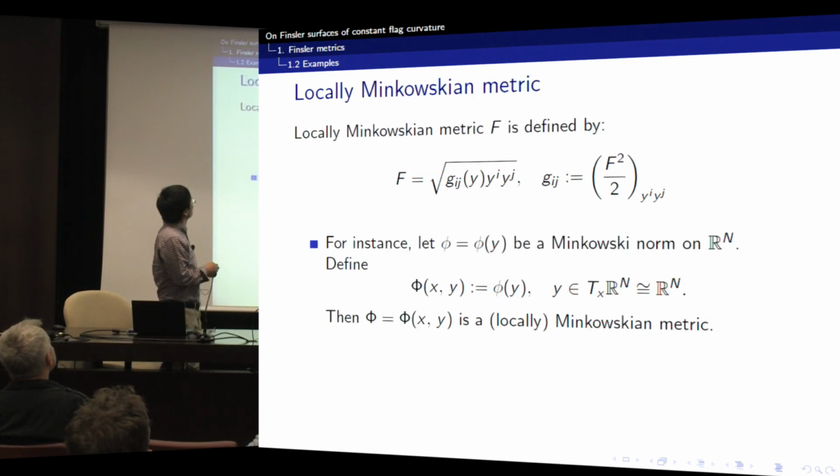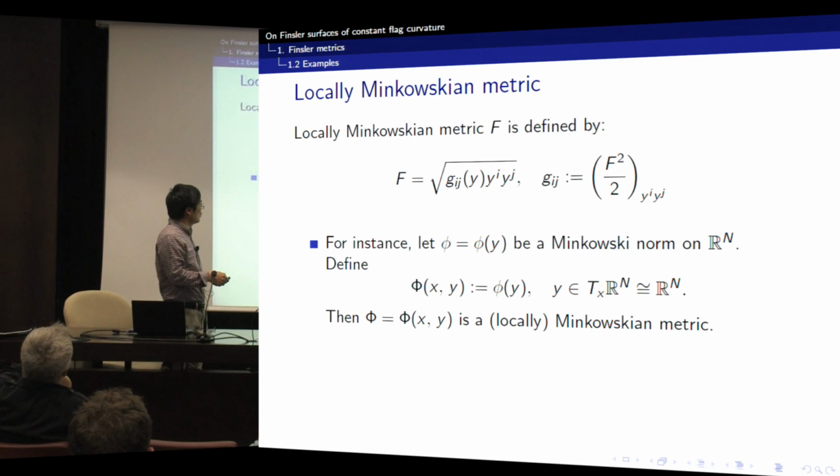And the second example of the Finsler metric is a locally Minkowski metric. What is a locally Minkowski metric? Locally Minkowski metric means the g_ij just depends on the tangent vector y, independent of x. For example, using the Minkowski norm on Euclidean space, we can define this locally Minkowski metric.